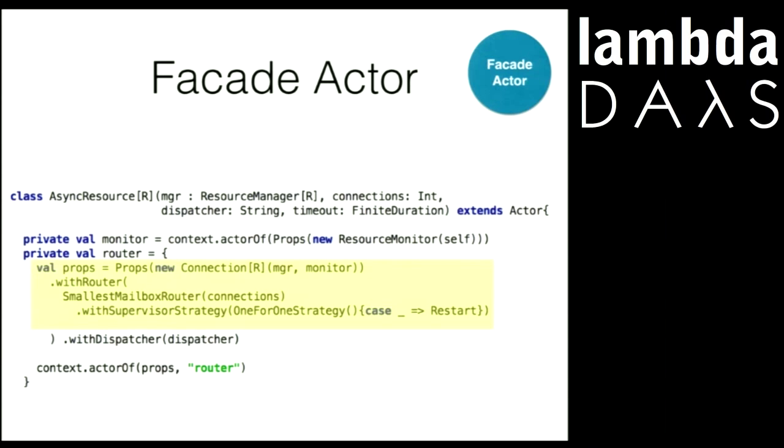By the way, this load balancing policy will spawn X number of actors. In our case, it's parameterized by the connections variable. So let's say we want to have 5 connections. And then the next thing we do is say with supervisor strategy, and in this example it's a very simple supervisor strategy: no matter what exception happens inside the actor, just restart it.